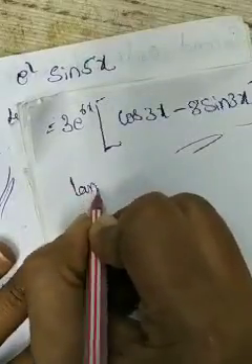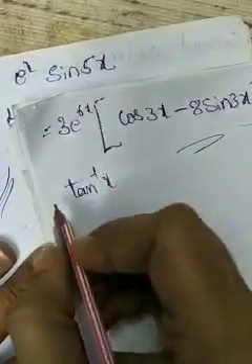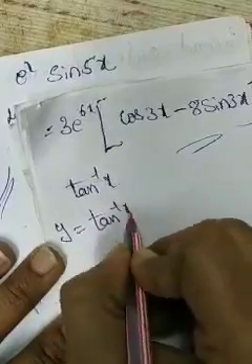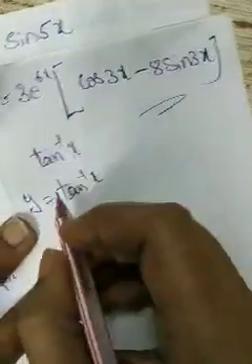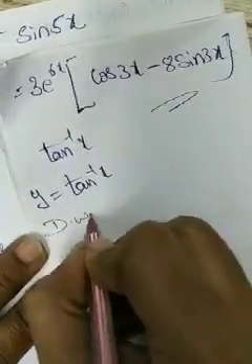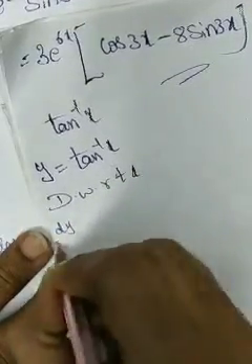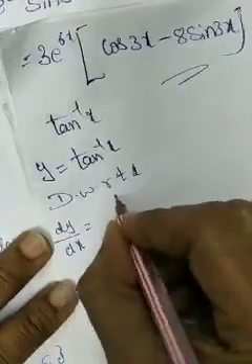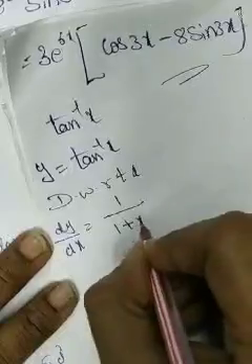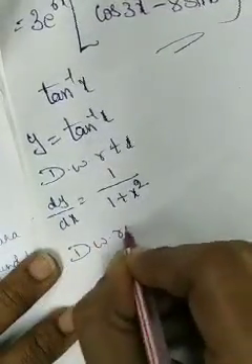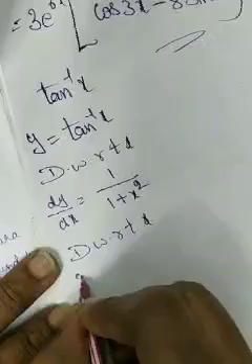Next one, tan inverse of x. So let y is equal to tan inverse of x, differentiating with respect to x. dy by dx is equal to tan inverse derivative 1 by 1 plus x square. Again differentiate with respect to x.